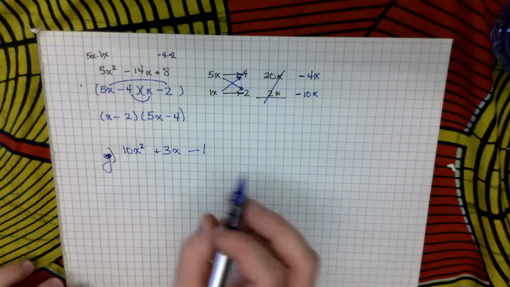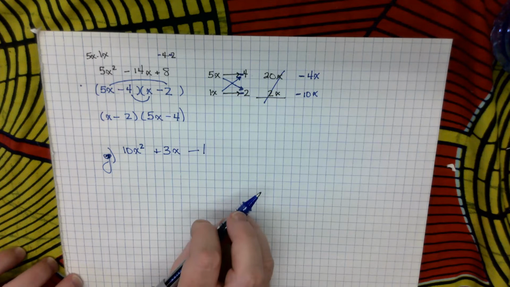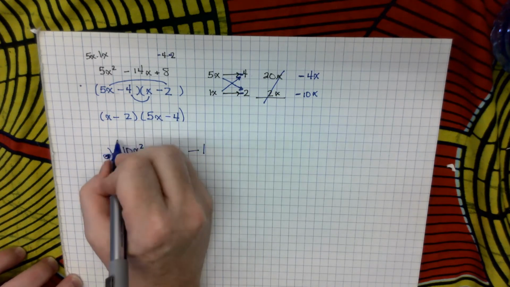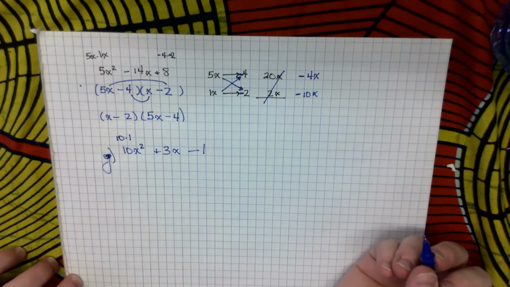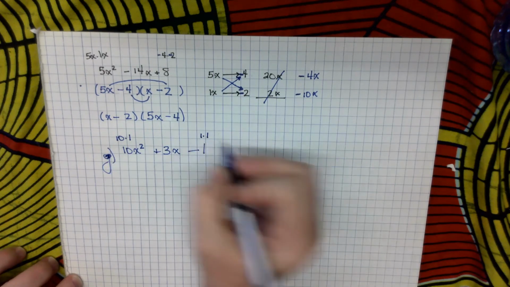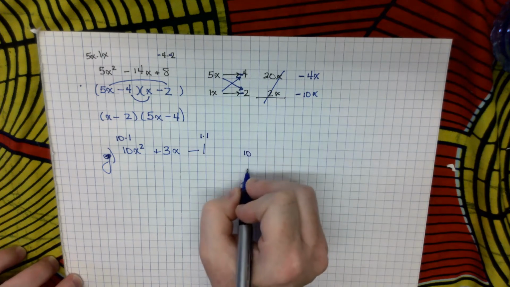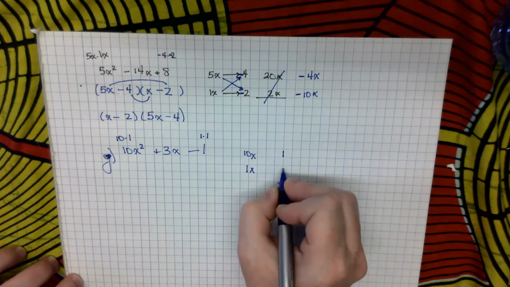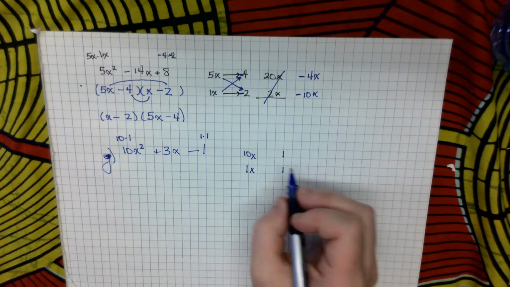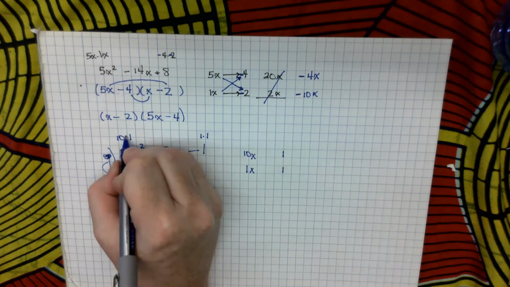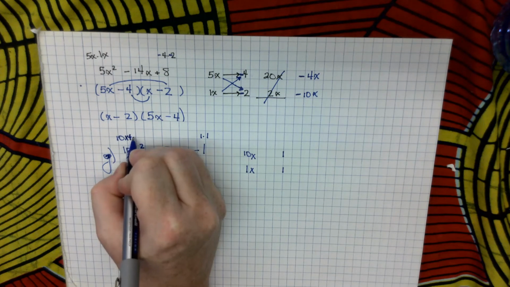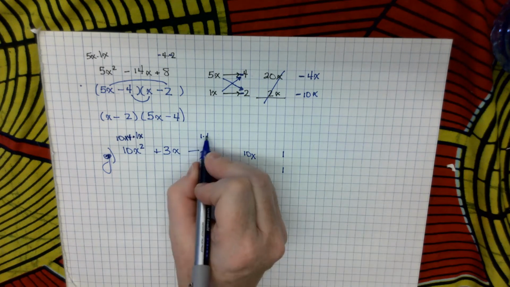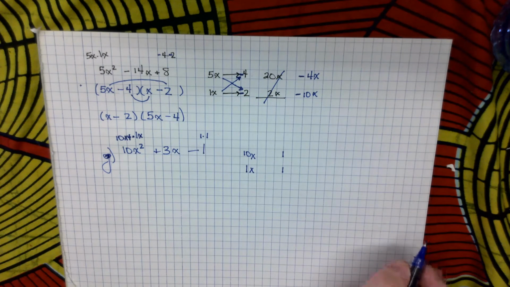Okay. All right. So 10 is 5 times 2. So let's try this time with 10 and 1. And then 1 is 1 times 1. So I'm going to do 10x and 1x, and then I'm going to do 1 and 1. I actually should have written my x's here, 10x times 1x. So 10x times 1x is 10x squared, and 1 times 1 is negative 1, or 1 times 1 is 1.